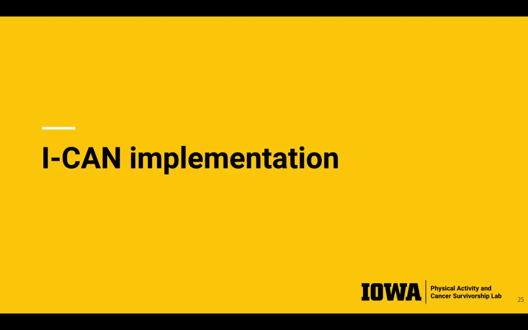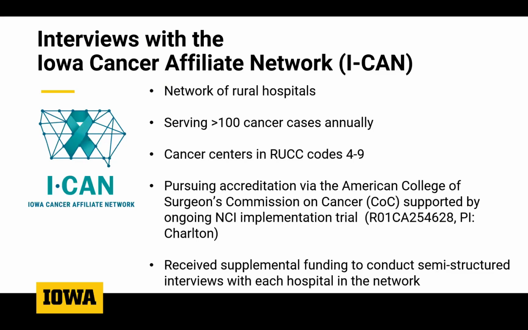And so for the final part of my talk today, I'd like to talk to you about the ICANN network and what this work looks like in practice across the state of Iowa. My colleague, Dr. Seaman, led the first talk in this series about the Iowa Cancer Affiliate Network, abbreviated ICANN. And this is a network of rural hospitals established by Dr. Mary Charlton as part of her R01. And these are small rural hospitals that are located in rural counties. And these are RUC codes, RUCC, between 4 and 9.